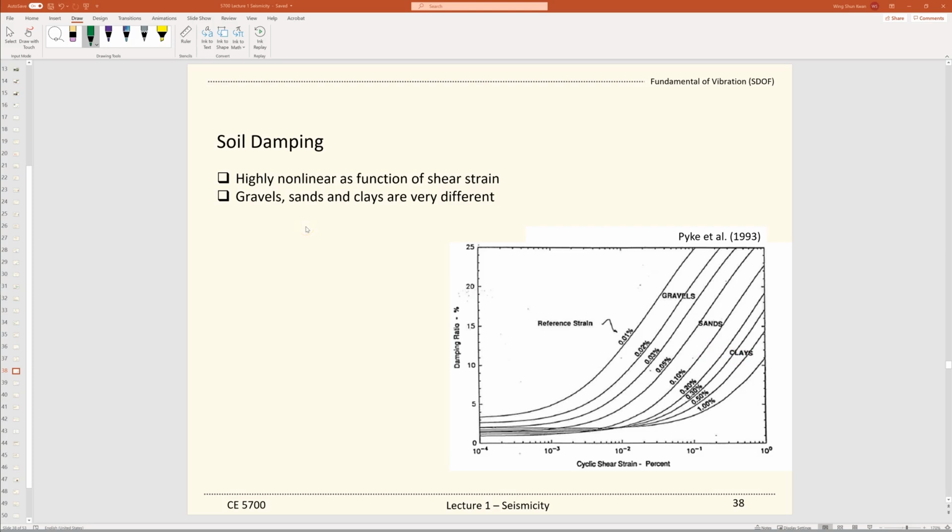This topic will come back when we talk about the seismic site response, when we investigate how the amplification and de-amplification happen in a soil deposit when the seismic wave travels through it. Soil damping is a key parameter, and we will spend time talking about how to measure the soil damping and also how to use it for site response analysis.